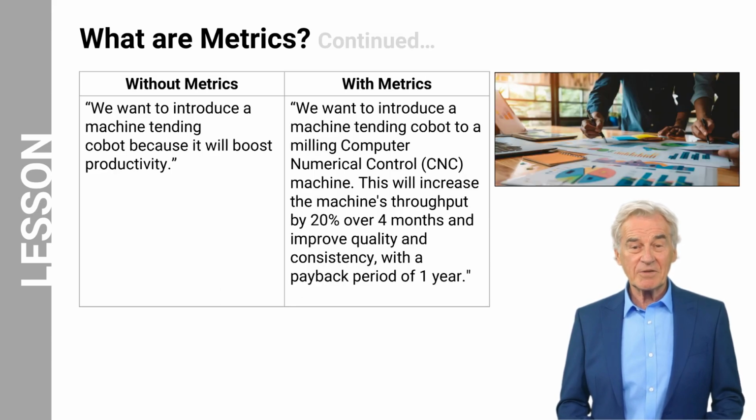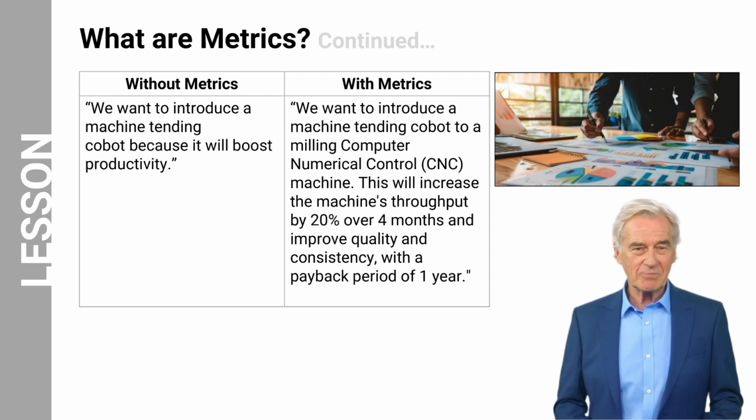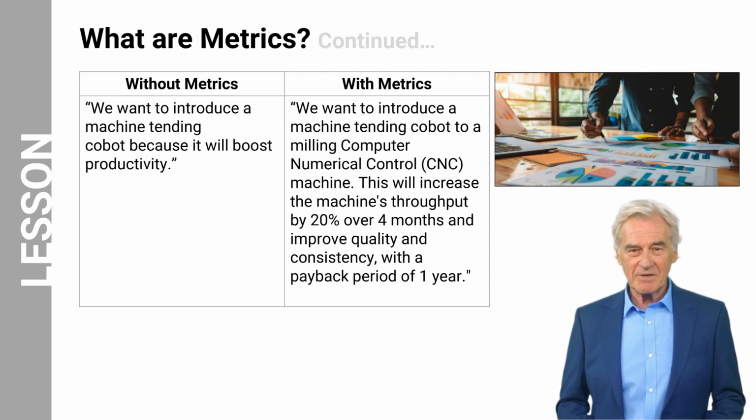Here's an example without metrics. We want to introduce a machine tending cobot because it will boost productivity. The first question you might ask is, what defines boost? Are we talking about increased productivity or reduced time? These are important questions to consider.